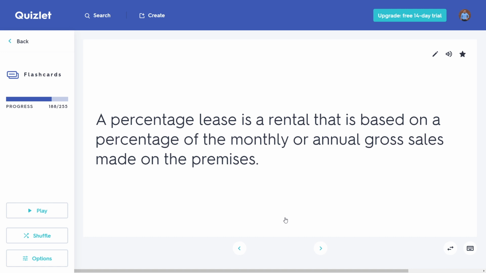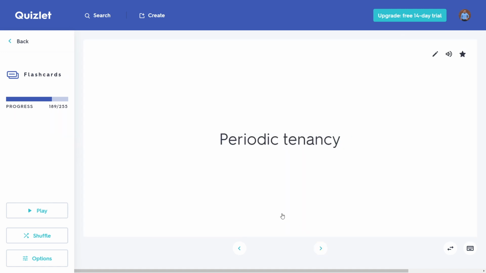So, what's an example of this? Maybe a strip mall. Maybe a strip mall has a rule where tenants have to pay a monthly fee, but they also have to give them 2% of their sales, things like that. That's a percentage lease. All right, next one. Periodic tenancy. What is periodic tenancy?